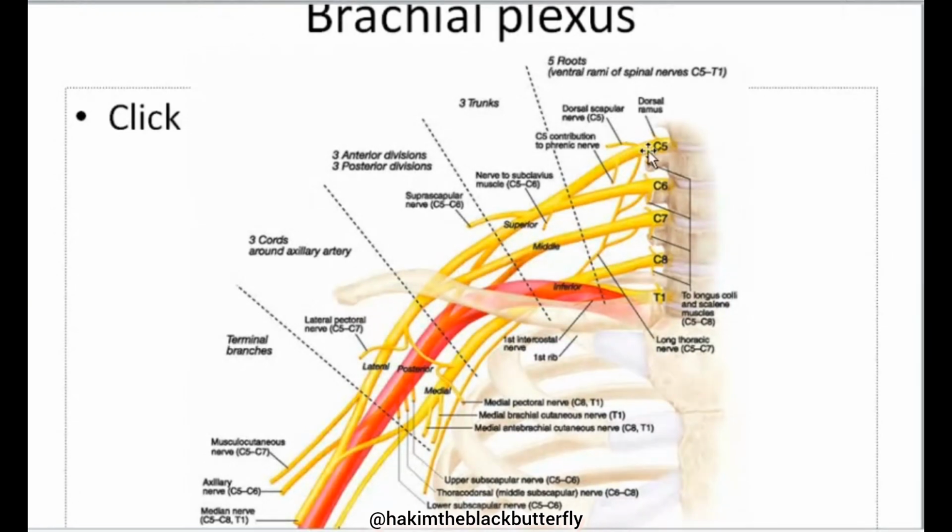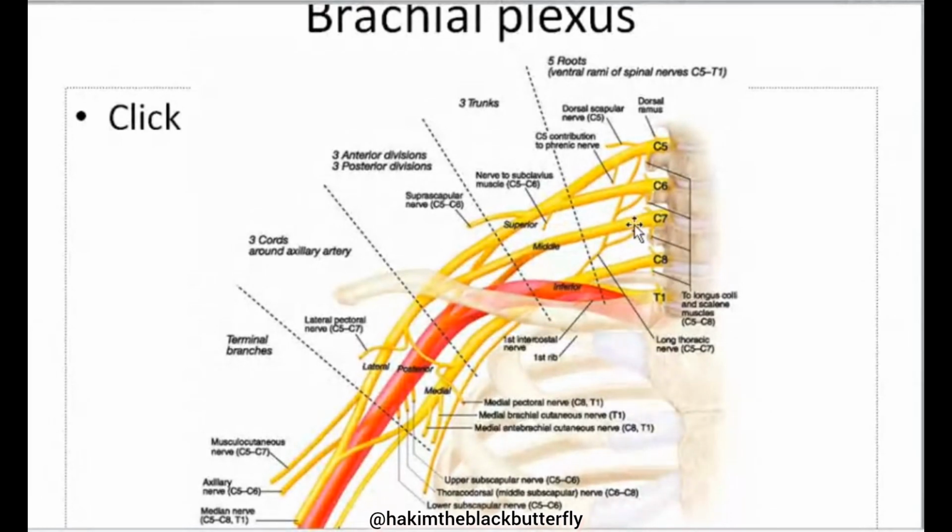Now, let's proceed. From the roots, where do we go? We go to the trunks. From the roots, we go to the trunks. How are the trunks formed? Spinal nerve C5 joins with spinal nerve C6 to form what we call the superior trunk or upper trunk.